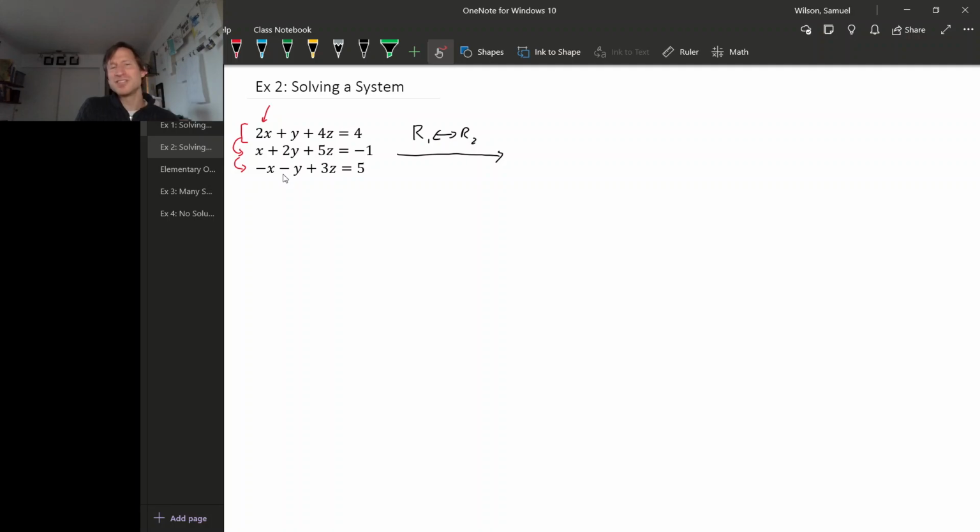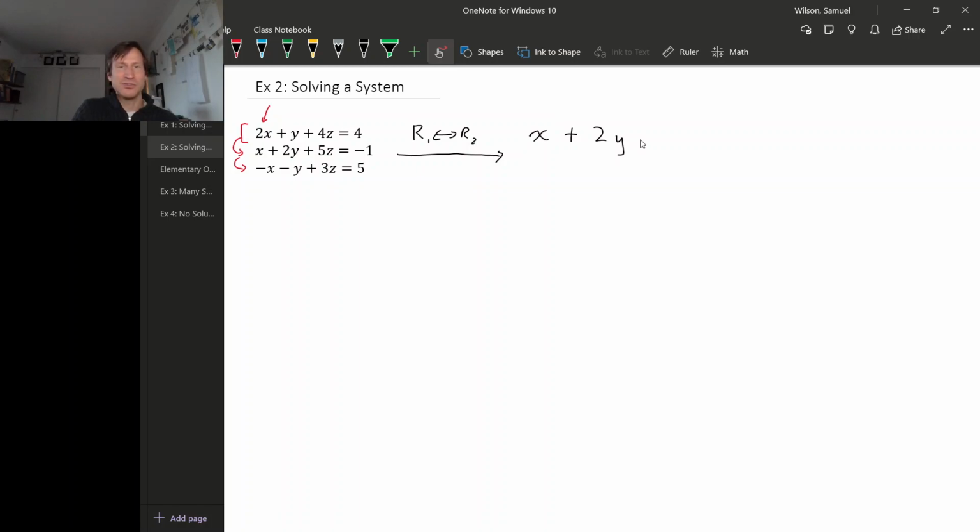That definitely doesn't change the collection of solutions, because the collection of solutions only depends on the equations. It doesn't depend on what order you write the equations in. So switching the order won't affect the solutions. But it does give us an x in the very upper left, which is where we want it.